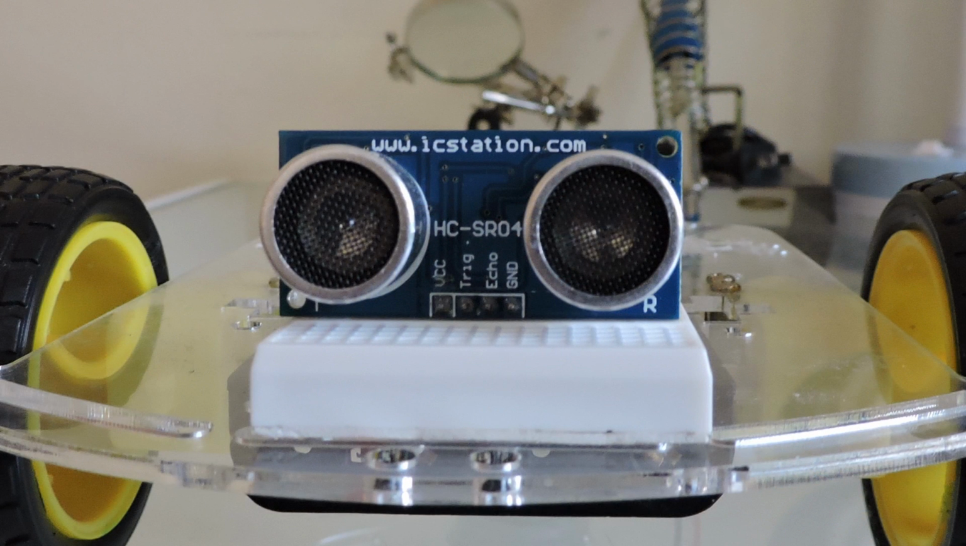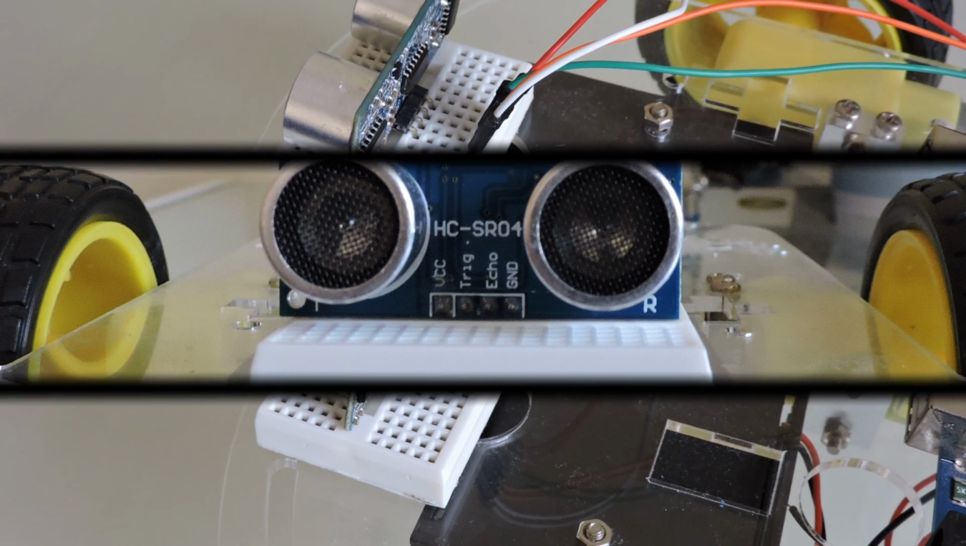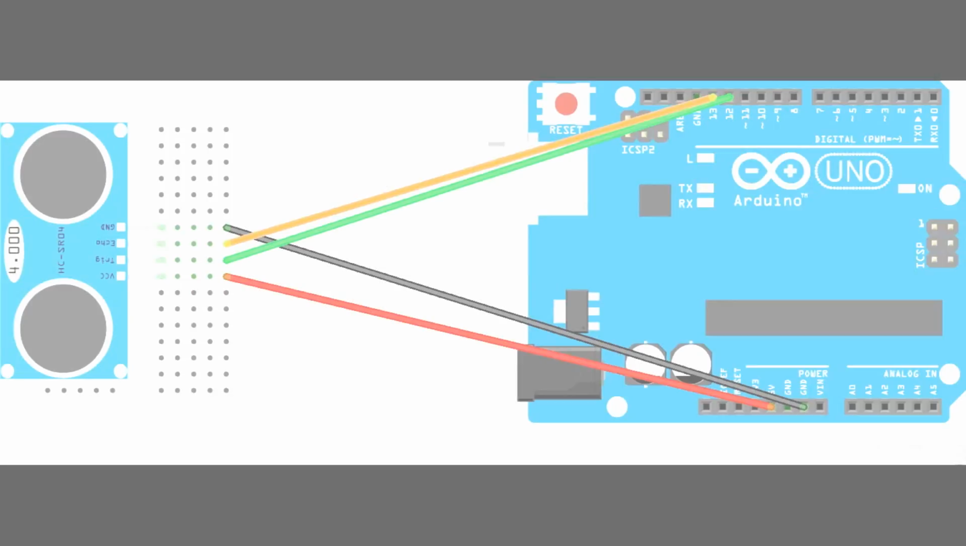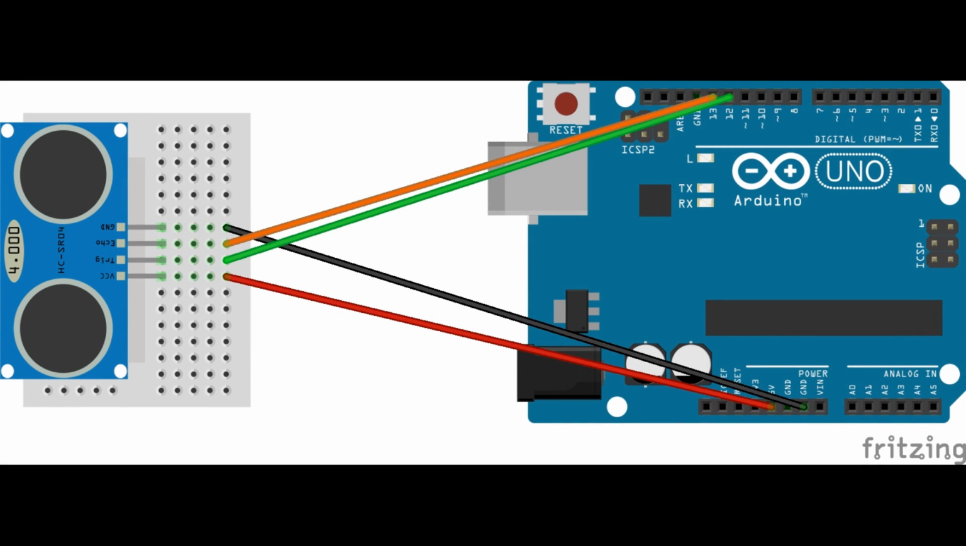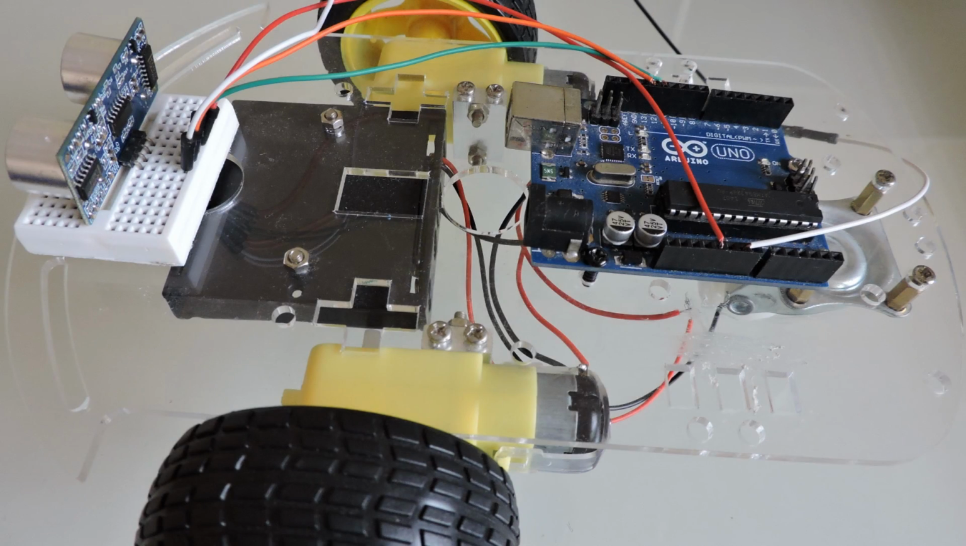If it looks like the robot is staring at you, then you know you've done it right. Now gather some wires and connect the sensor to the Arduino according to this diagram I made. It should look like this when you're done.